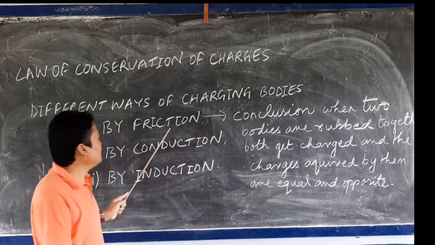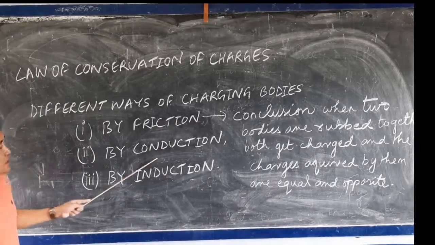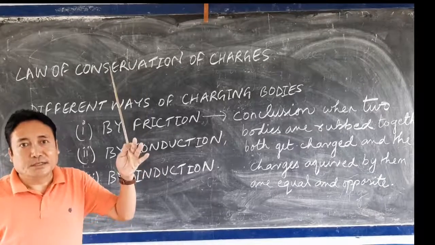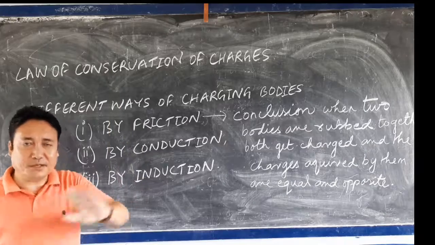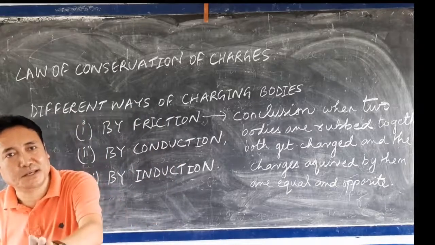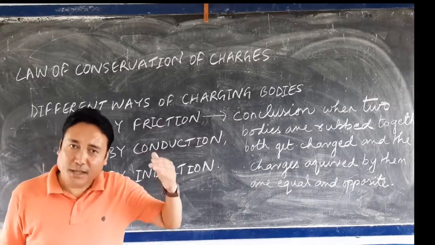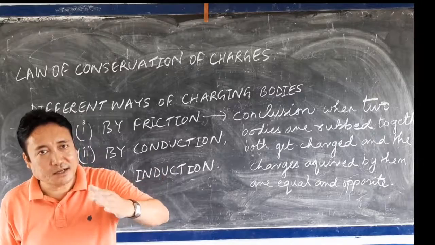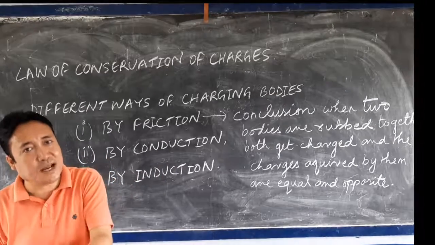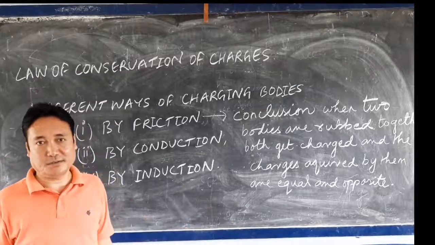So this takes place in friction. In friction, the two bodies have to be in contact. Whereas in conduction, you just touch a body, you don't have to rub it. You just bring a charged body towards the uncharged body and touch it. When you touch it, the uncharged body will also get charged, and the charging of that body will be the same as that of the previous charged body.